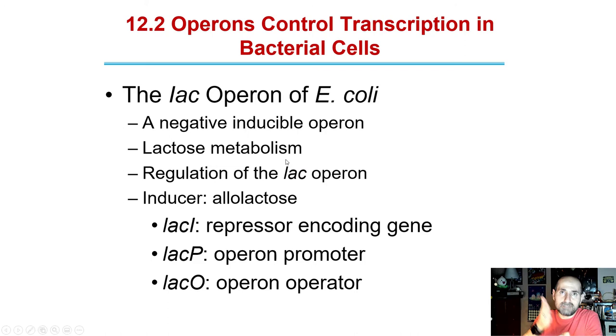You know its genes A, B, and C? Those genes make products that play a role in lactose metabolism. So the E. coli can metabolize lactose if lactose is in the environment. You know, that makes sense. It's normally off. It's an inducible operon, right? It's normally off. Because think about it.